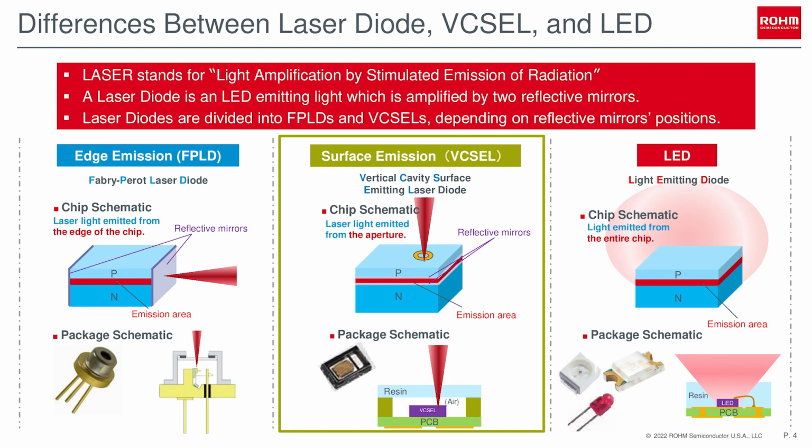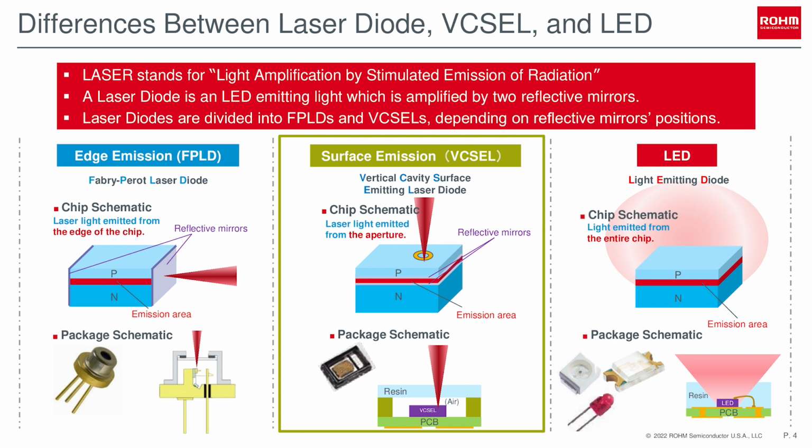Let's start with the definition of a laser. Laser stands for light amplification by stimulated emission of radiation. A laser diode is a light-emitting diode, LED, that is amplified by two reflectors. Depending on the position of these reflectors, the lasers can be divided into two types, FPLDs and VCSELs.